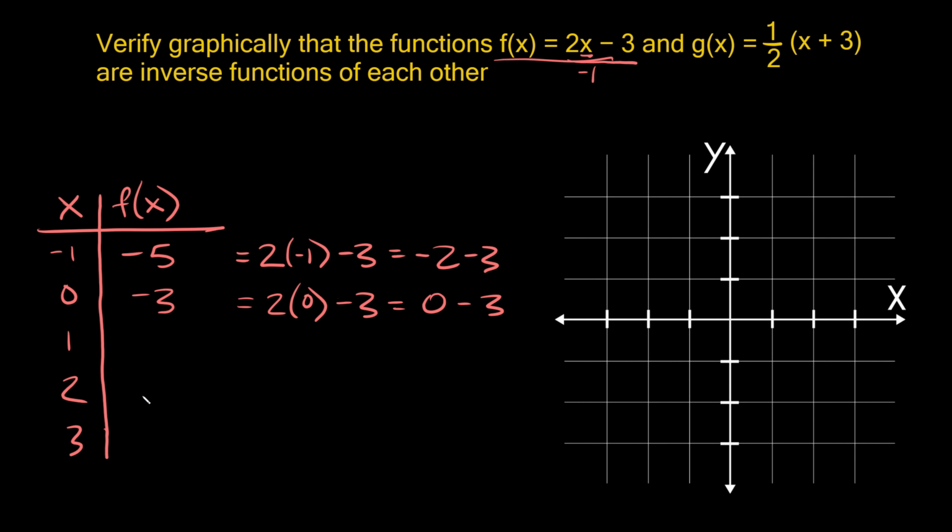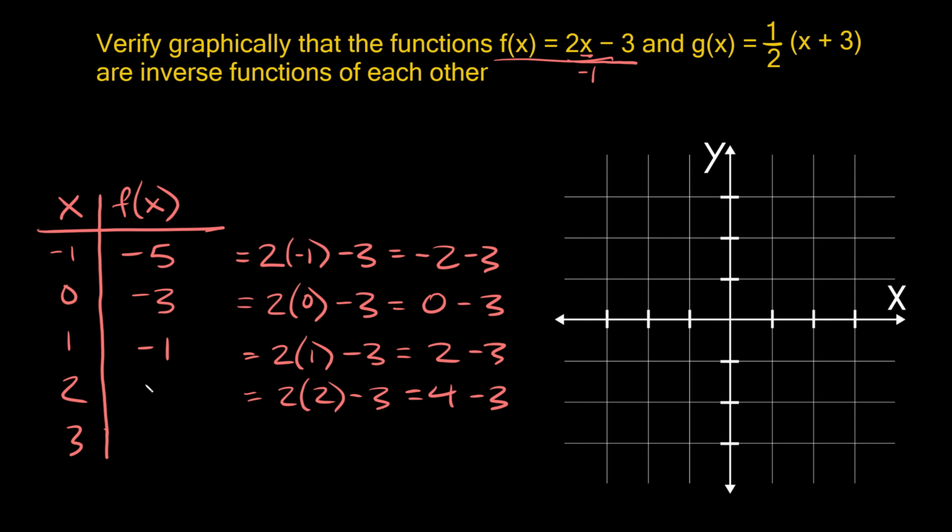and that's equal to 0 minus 3, which is equal to -3. Okay. Now, if we plug in a +1 this time, this is going to be 2 times 1 minus 3, and that's equal to 2 minus 3, which is equal to -1. And if we plug in a 2, we're going to get 2 times 2 minus 3, and that's equal to 4 minus 3, which is equal to 1. And if we lastly plug in a 3, we're going to get 2 times 3, which is 6, and 6 minus 3 is equal to +3.